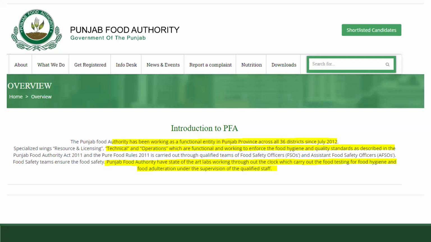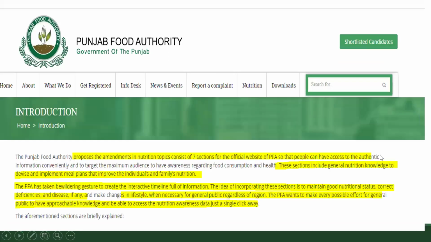About the Punjab Food Authority, it has been working as a functional entity in Punjab province across 36 districts since July 2012. It proposes the amendments in nutrition topics consisting of 7 sections for the official website of the Punjab Food Authority so that people can have access to the authentic information conveniently and to target the maximum audience to have awareness regarding food consumption and health.